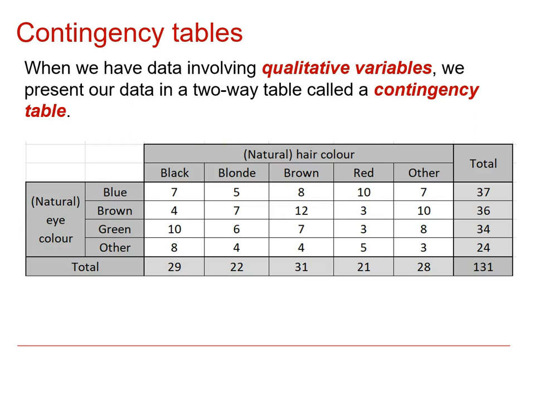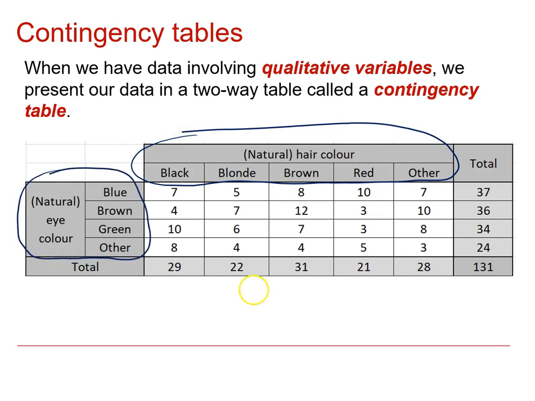So when we do have qualitative variables, we use a contingency table. It's a two-way table with one of the variables along the top and one going down the side. These values inside the table represent frequencies or counts. Note that there is usually some form of other category, and there is always a total column and a total row.